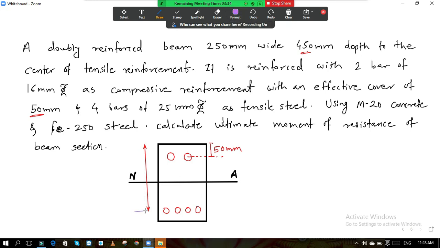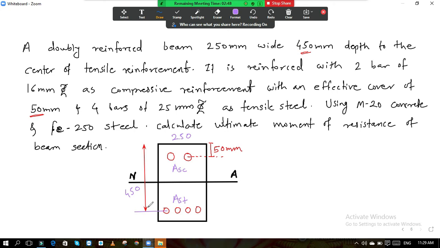If I draw this line, see this is the center of tensile reinforcement. Okay. So up to somewhere here, this will be there. Okay. So if I move this a little bit, so this is my 450 dimension. This dimension is how much? It is 450 mm. Okay. And this is 250. So this much data is given to us. And now what is the area of steel over here? This is your AST. Hope now you understood the thing.